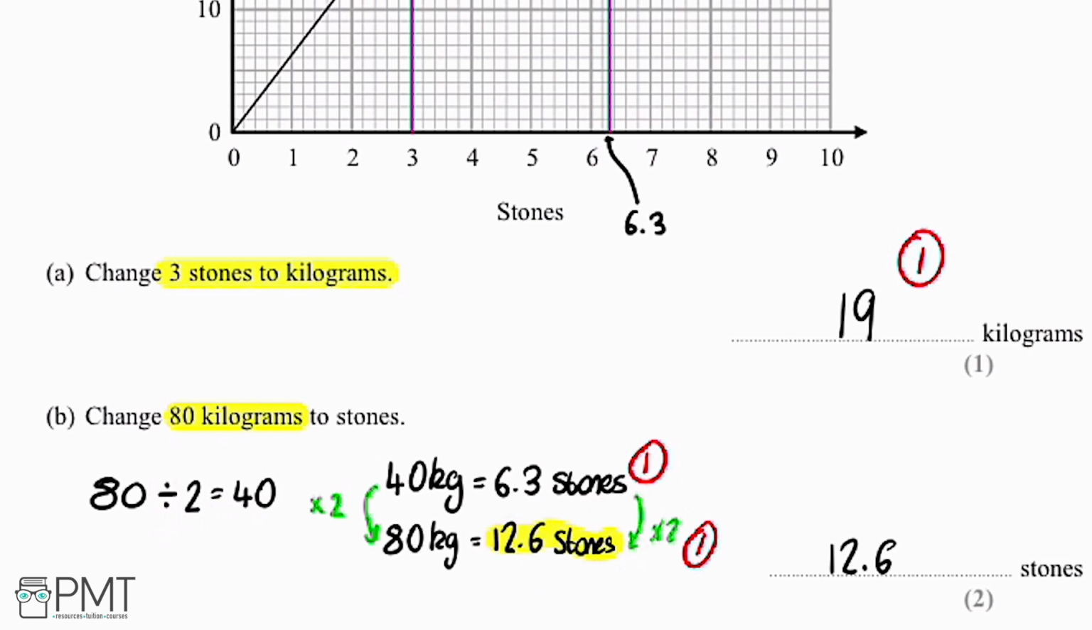And it's important to note, because we're reading off a graph like this, it can sometimes be hard to see exactly what the number is. So in the mark scheme, if you're anywhere between 12.4 and 12.8, you'll get the mark.